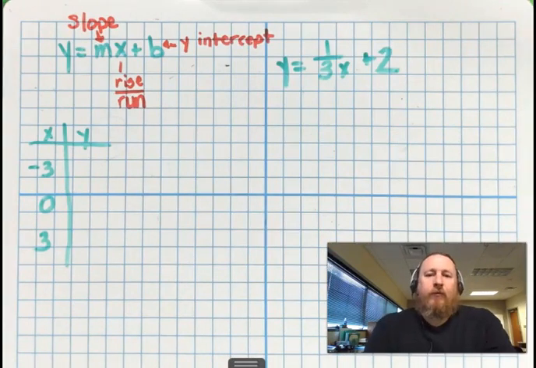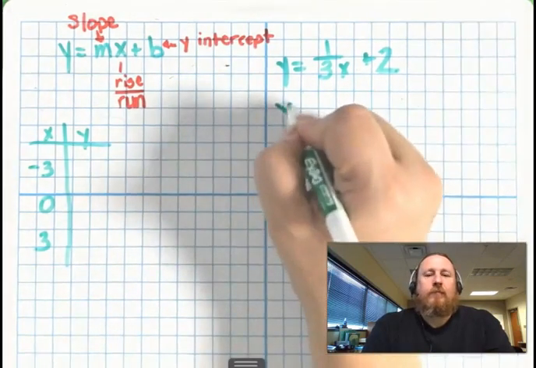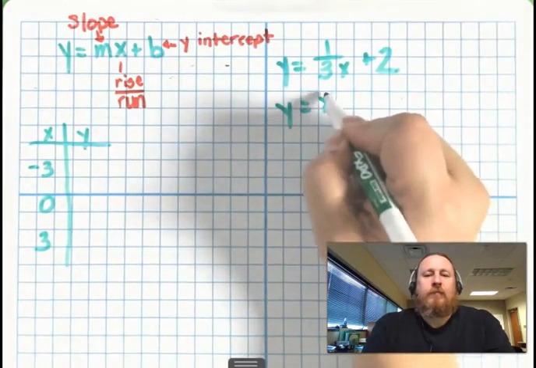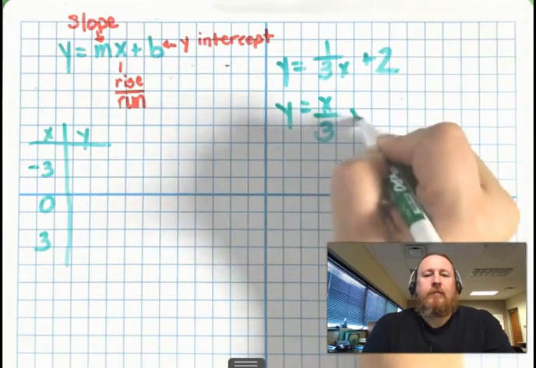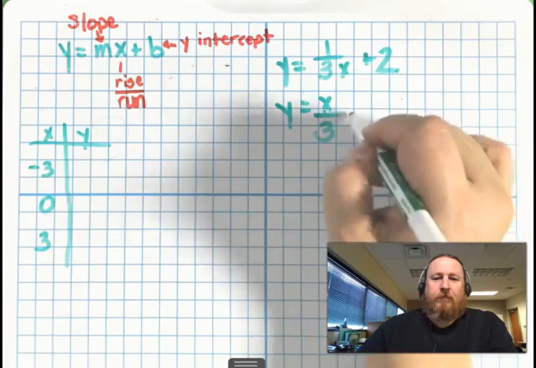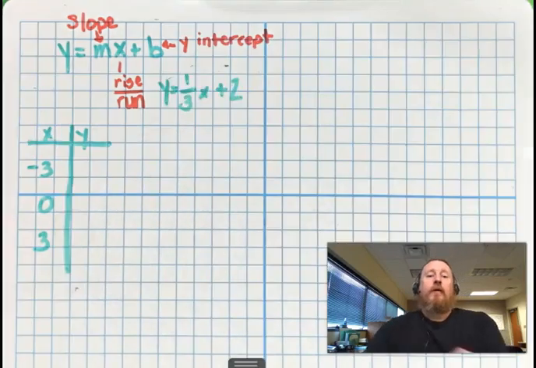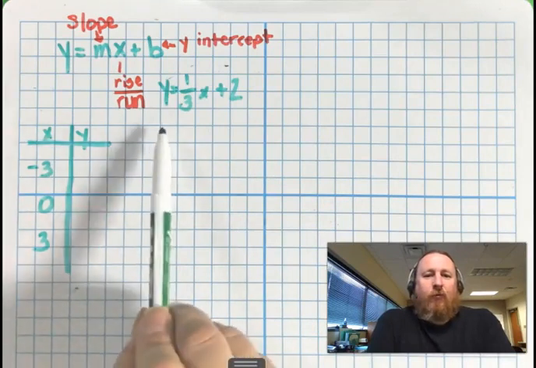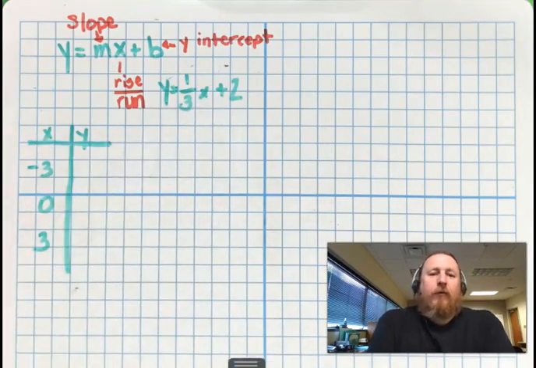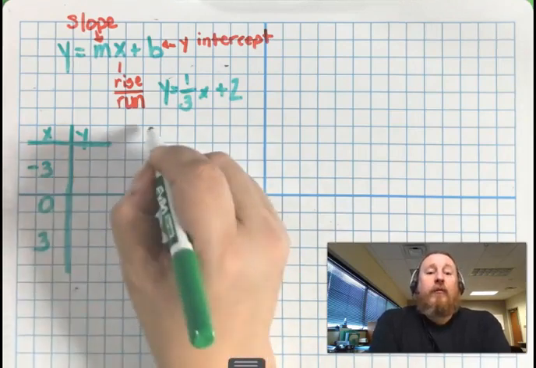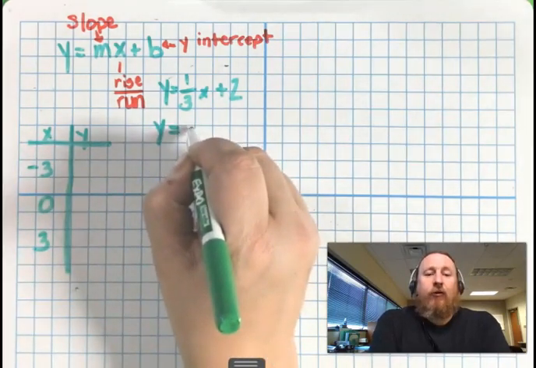For our next equation, y equals 1/3 x plus 2, or if we choose to rewrite it, y equals x over 3 plus 2. Which we may rewrite because we are multiplying a fraction and a variable, and our variable can fill in for a whole number. We may rewrite it as y equals x over 3 plus 2.